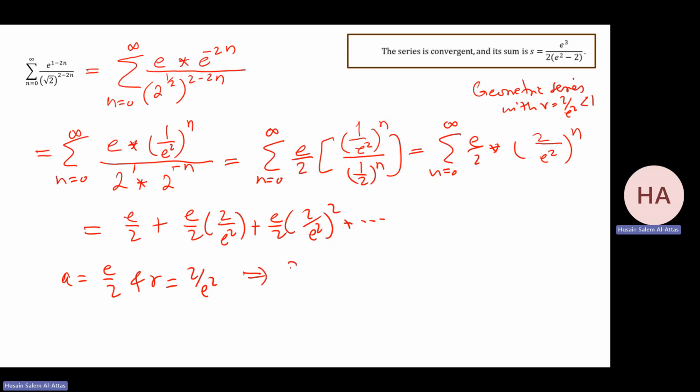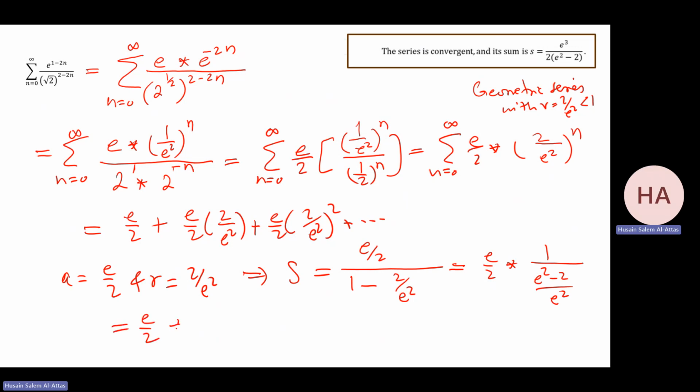So that implies S, which is the sum, will be a over 1 minus r, with r equal to 2 over e squared. That gives me e over 2 times 1 over 1 minus 2 over e squared. And that will be e over 2 times e squared over e squared minus 2. That will give me e cubed over 2 times (e squared minus 2). So the series converges. Yes, its sum is this.